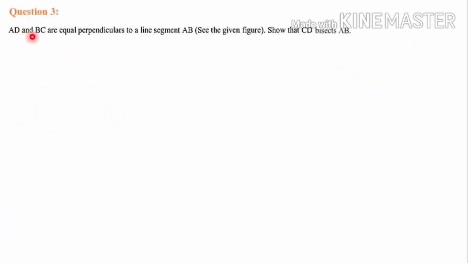Next, we shall discuss question number 3. The question is: AD and BC are equal perpendiculars to a line segment AB. Show that CD bisects AB. Here, there is a diagram given to us. AD and BC are equal perpendiculars to a line segment AB. There is a line segment AB. AD and BC are perpendiculars which are equal in length, means length of AD and length of BC are equal. That is given to us.